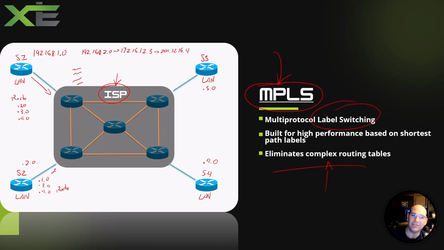Not really eliminates the need for the routing table, but really eliminates the need to constantly look up the routing table, because what an MPLS network is going to do is it's going to pre-look up all of the different routes. It's going to essentially stage them, and it's going to assign a label to all of those different networks.